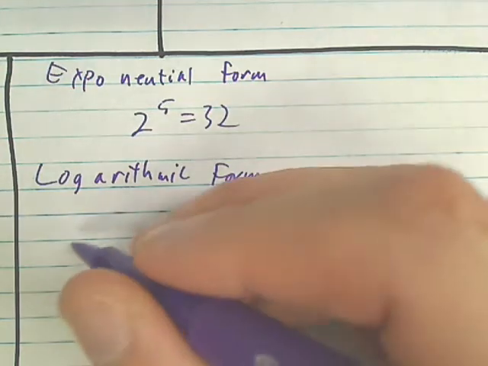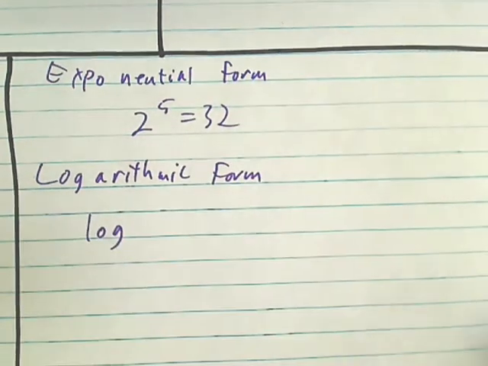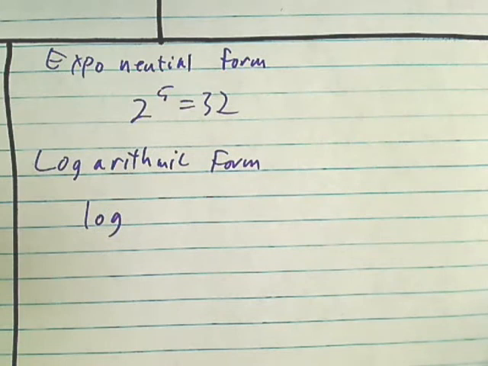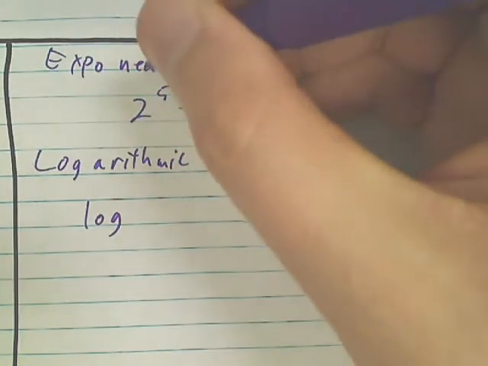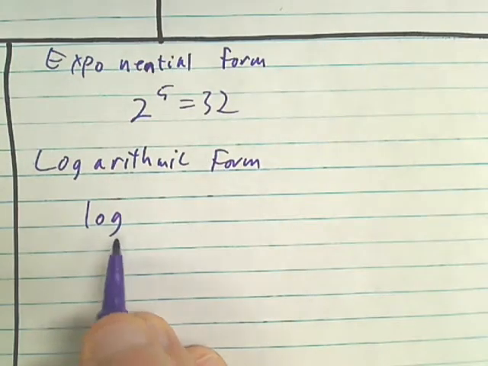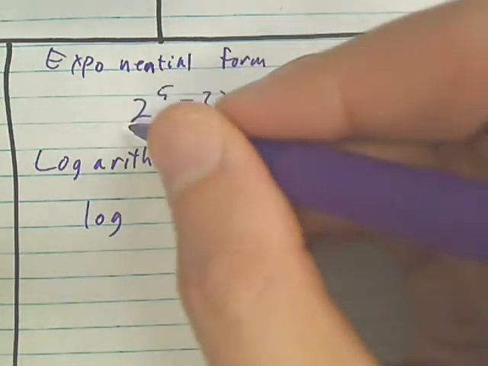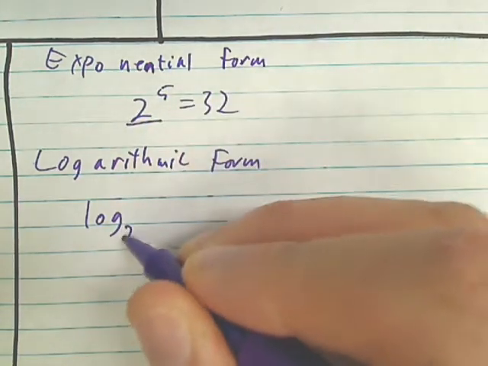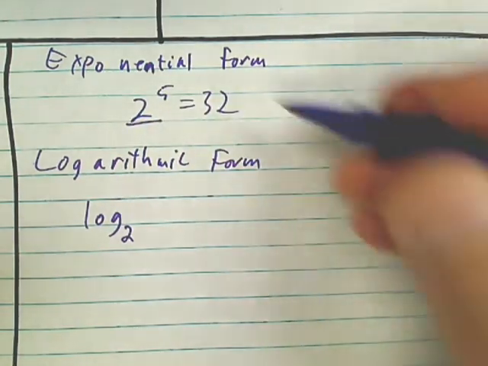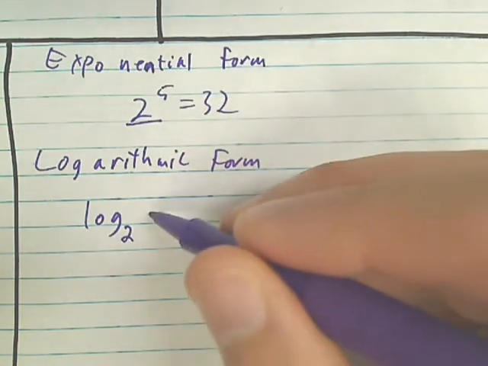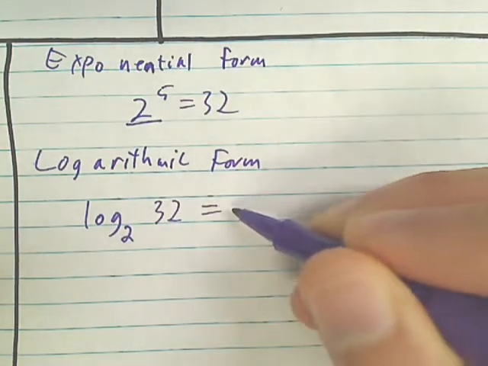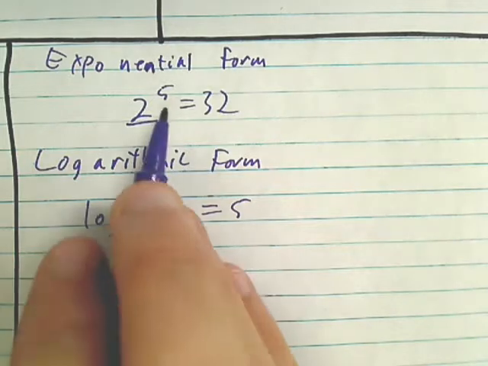what I do first is I write the word log, and you can see that button on the front of your calculator. Log. And then next is the base. The base is 2. The power comes next, 32, equals 5. So the exponent goes over here.